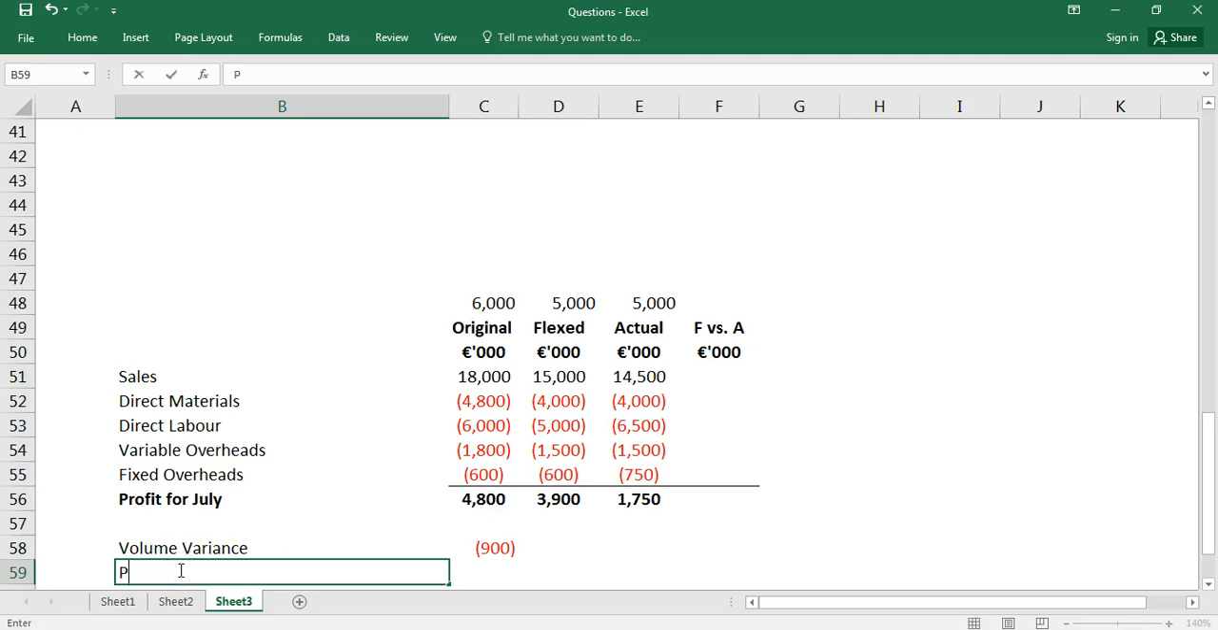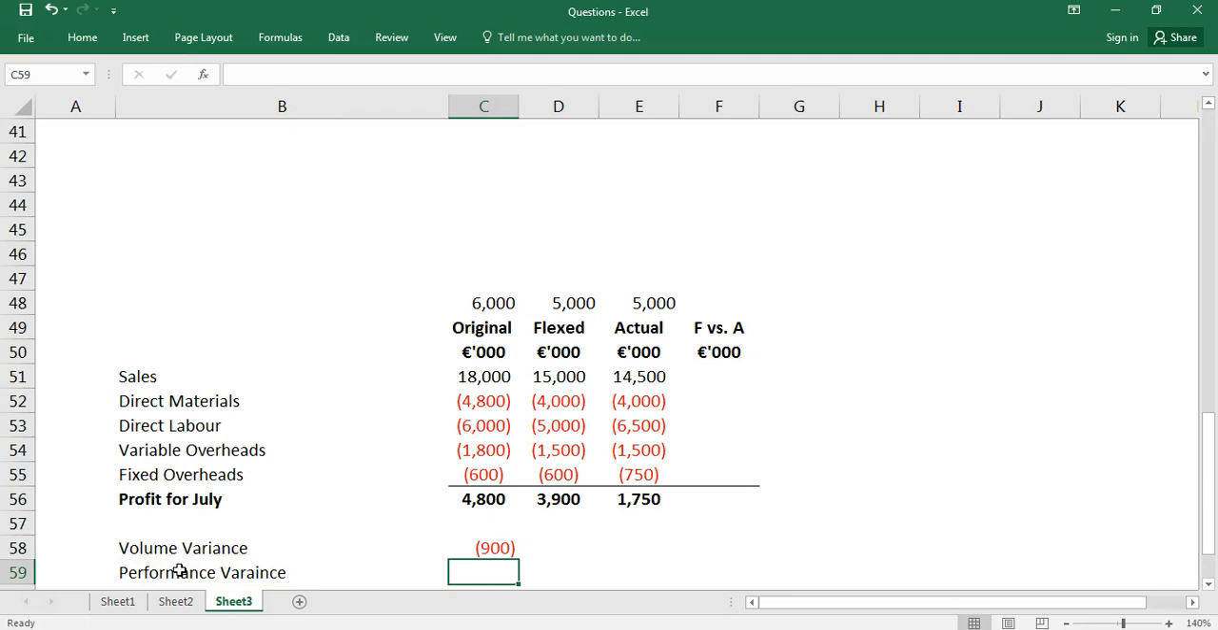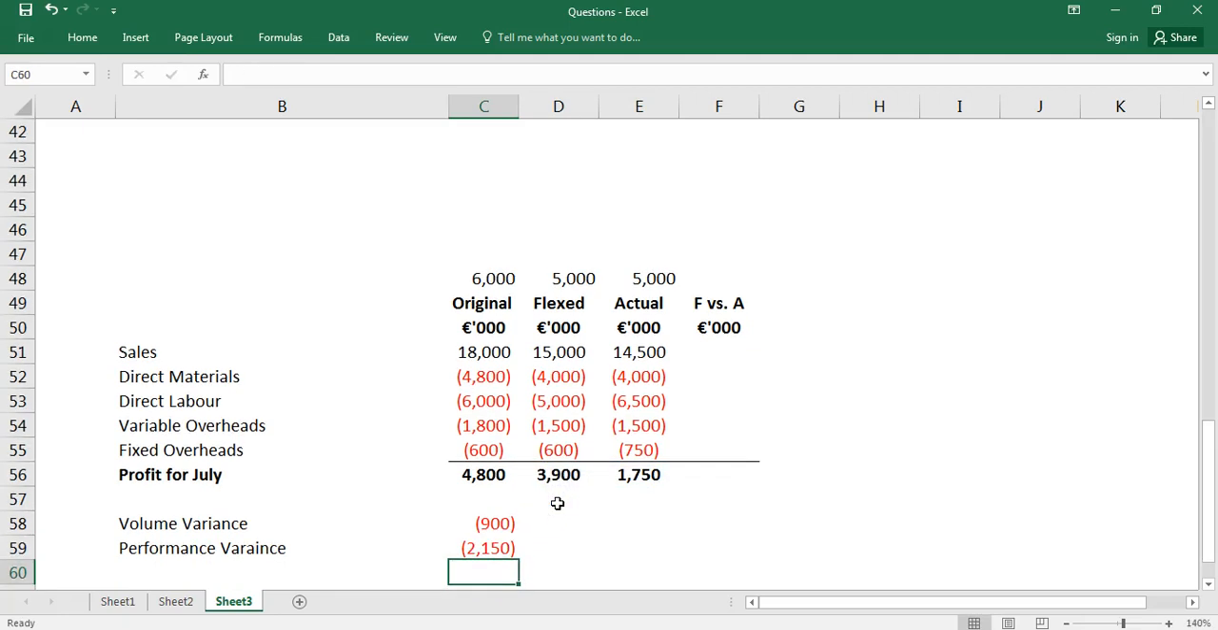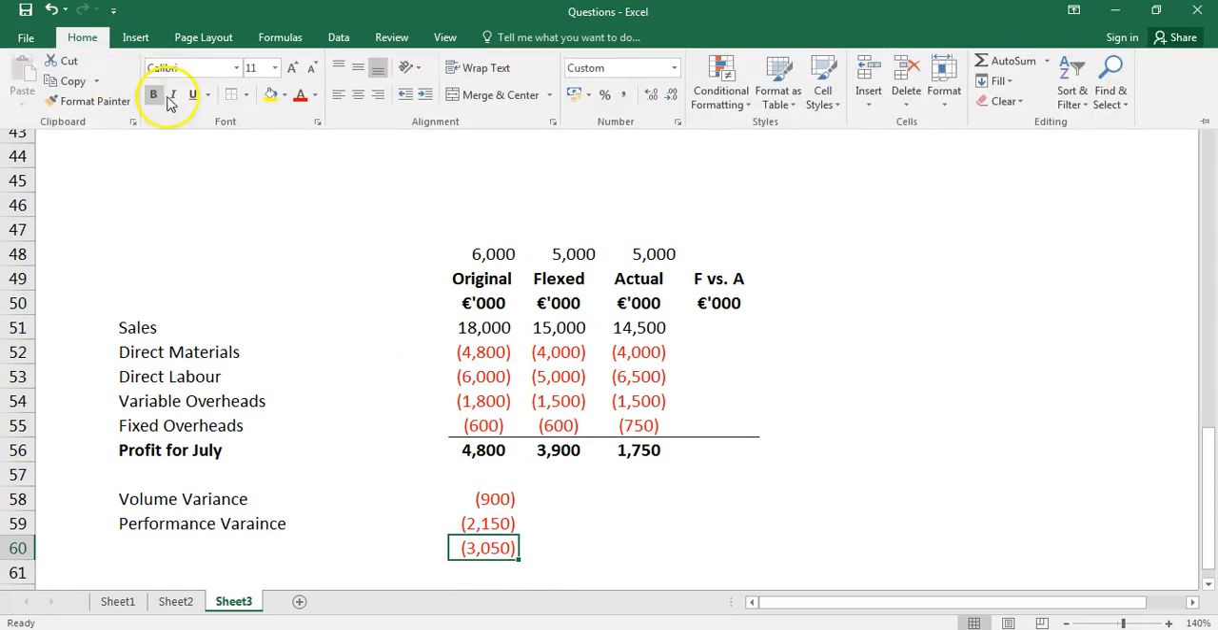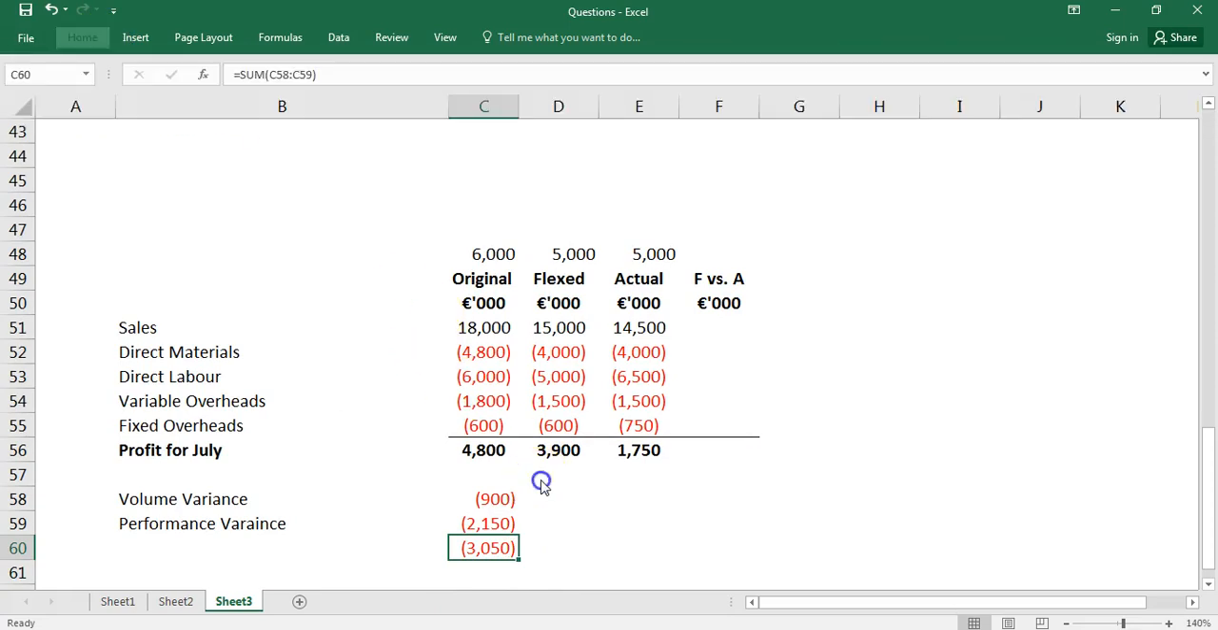And what we called in the performance variance is the difference between the two flex budgets. And you're saying that is a difference of 2,150. So the total variance is 3,050. And that, what we're looking at there is the difference between the 4,800, the original estimate, compared to the actual. And we're saying we split that up between 900 of that was due to a different volume. But more worryingly, 2,150 was due to poor performance.